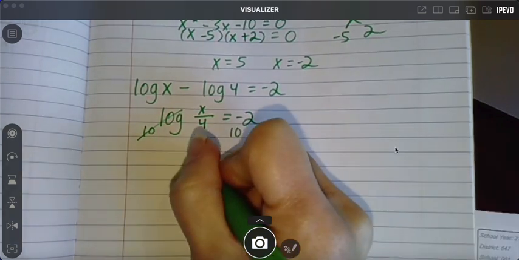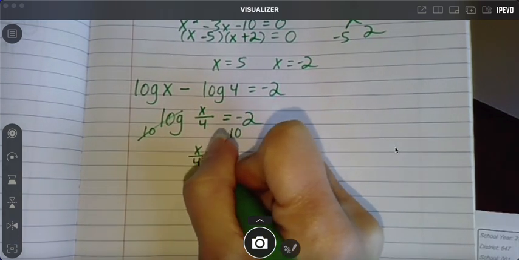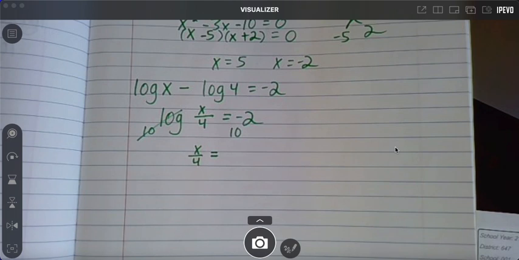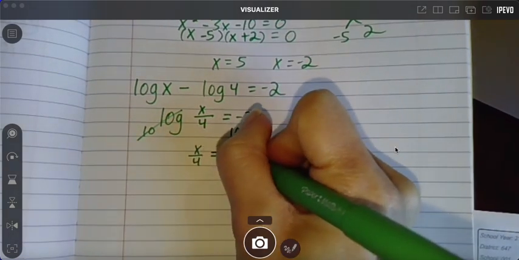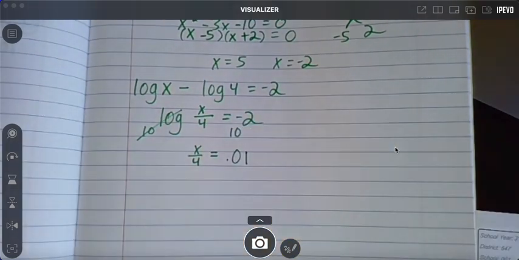So that would cancel, and then I have to put that to a base 10. So I get x over 4 equals, and what's 10 to the negative 2? Negative 100? Or it's point 10, right? Or no, point. Yeah, it would be 1 over 100. So what's 1 over 100? 0.01. 0.1 would be 1 out of 10. I think I said that, but it's 0.01. So 10 to the negative 2, it's 1 over 100.